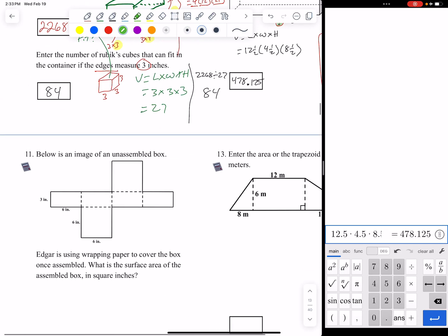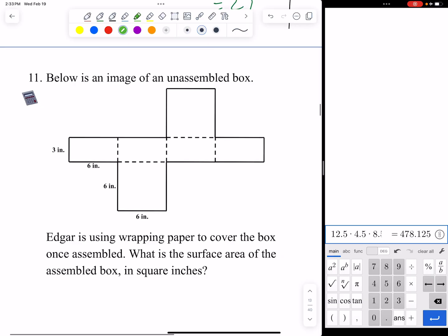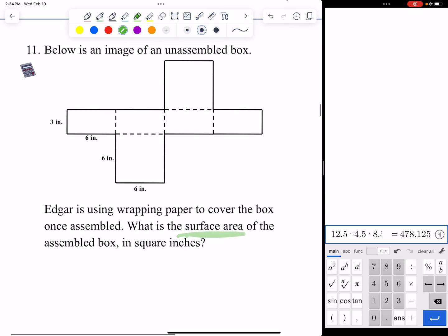All right, next one. Below is an image of an unassembled box. Edgar is using wrapping paper, otra vez, okay? It's like Christmas. Somebody wrote this during Christmas. To cover the box once assembled, what is the surface area of the assembled box in square inches?